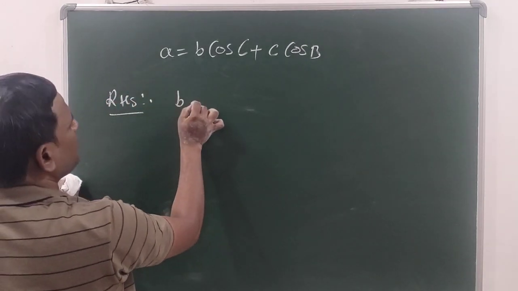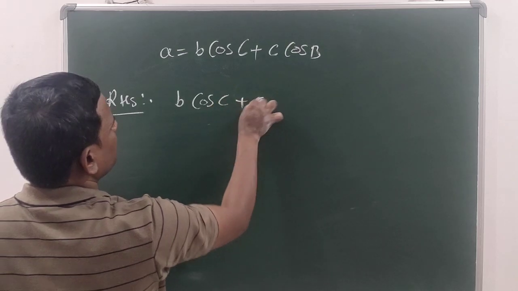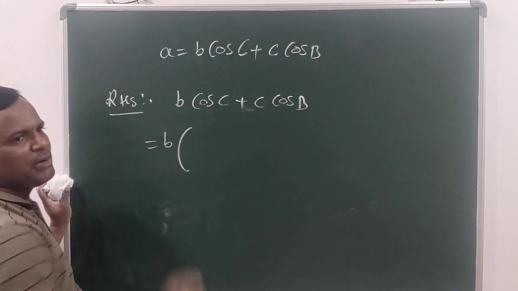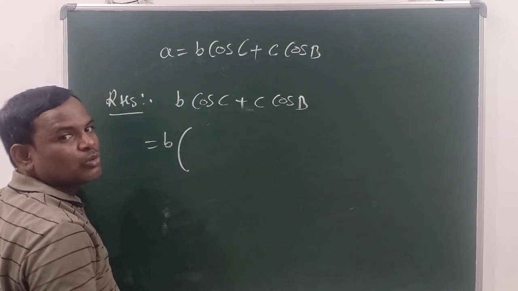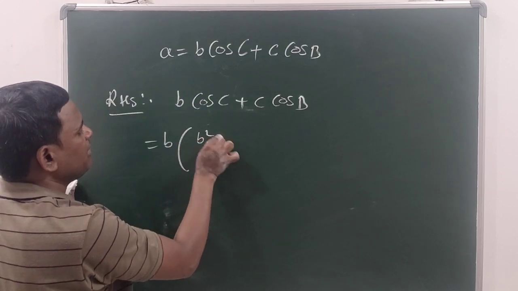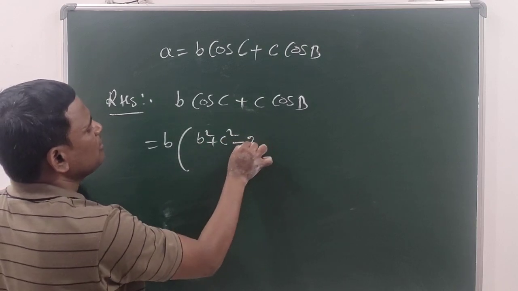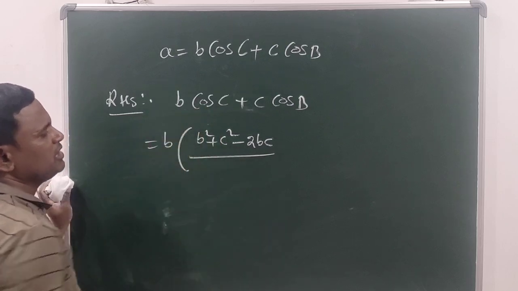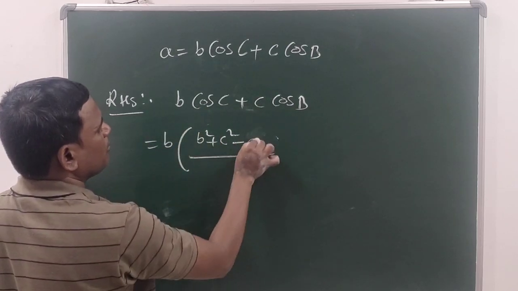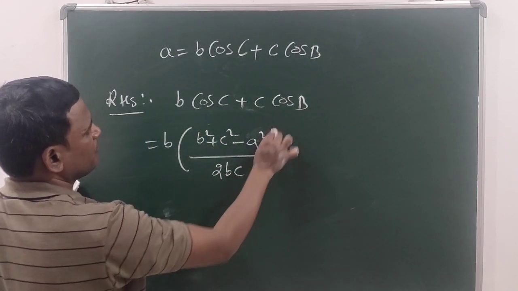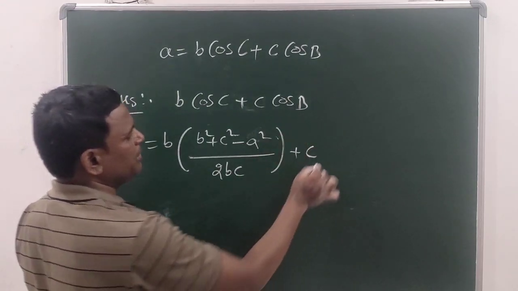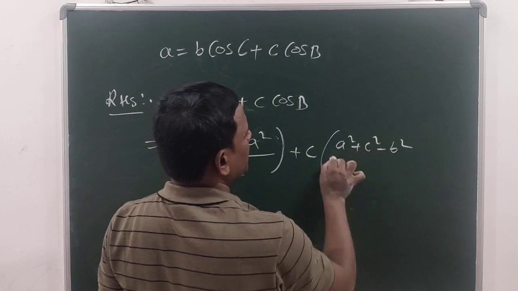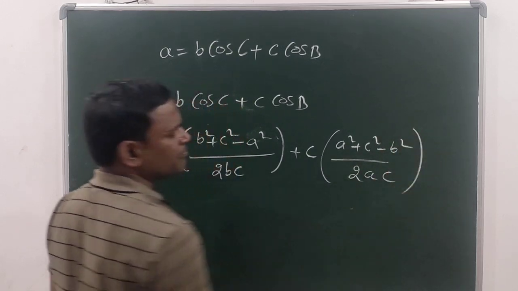What is there in the RHS part? b cos C plus c cos B, which is equal to b. In the place of cos C, write the cosine rule: (a square plus b square minus c square) by 2ab. Here it is a square by 2bc plus c into cos B, that is (a square plus c square minus b square) by 2ac.